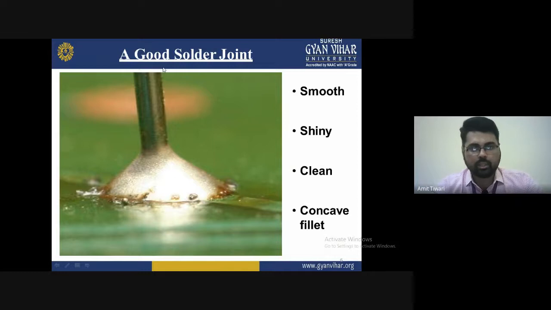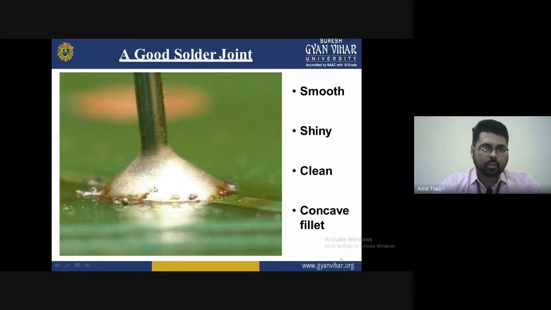As you see in the figure, this is the joint you melt. You can see here the filler material fills the gap between this rod and the surface, joining them together. This you can see is very shiny, smooth, clean and concave. These are the concave fillets obtained. So this is a good sign of a solder joint, and we require such a type of joint for joining.